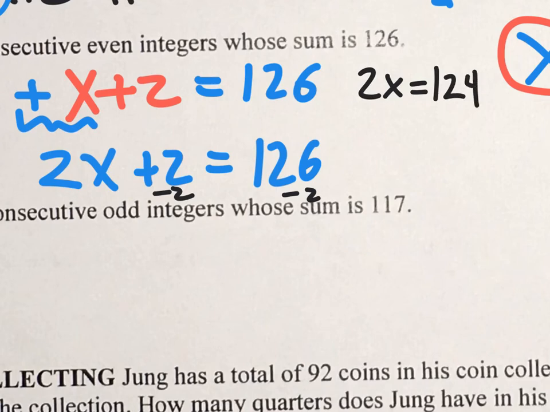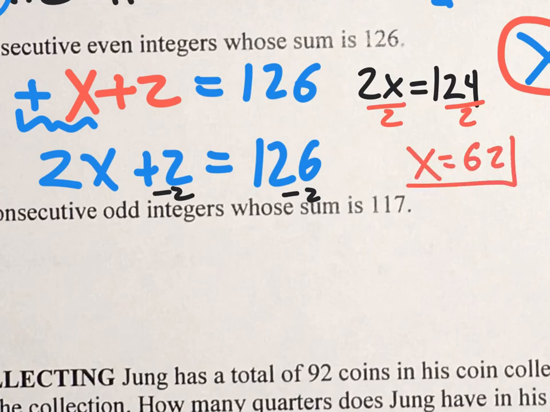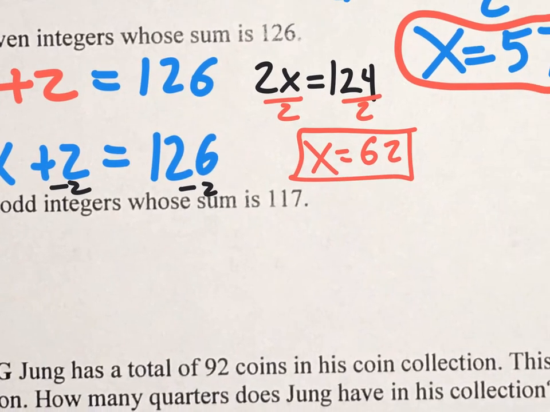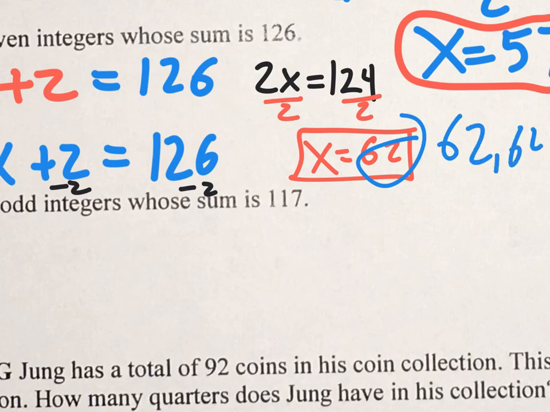Final step would be to divide by 2. And divide by 2, x equals 62. That's one number. What would the next consecutive even number be? 64. So your answer is not only 62, but also 64. Those are the two numbers I want to see on tomorrow's quiz.